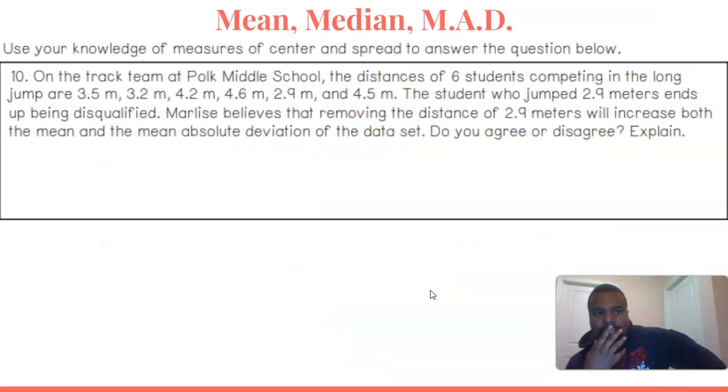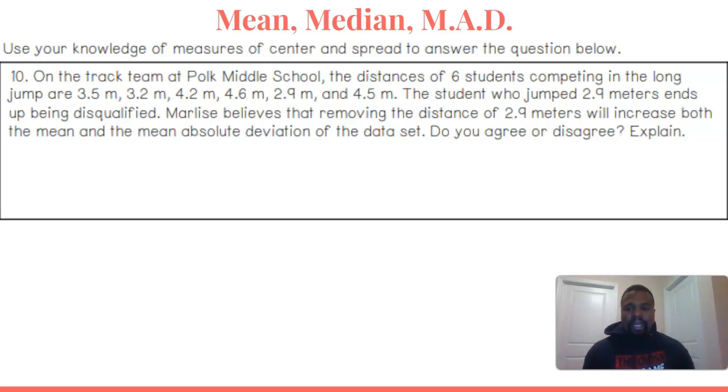Now let's look at number 10. This is the track team, and these are 6 students completing a long jump. For each student, this is the distance. The student who jumped 2.9 meters got disqualified. Now, Marlise believes removing 2.9 meters will increase both the mean and the mean absolute deviation. Do we agree or disagree?